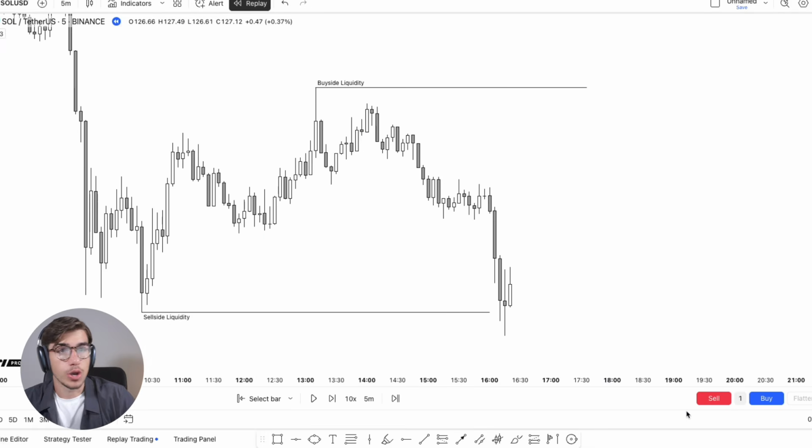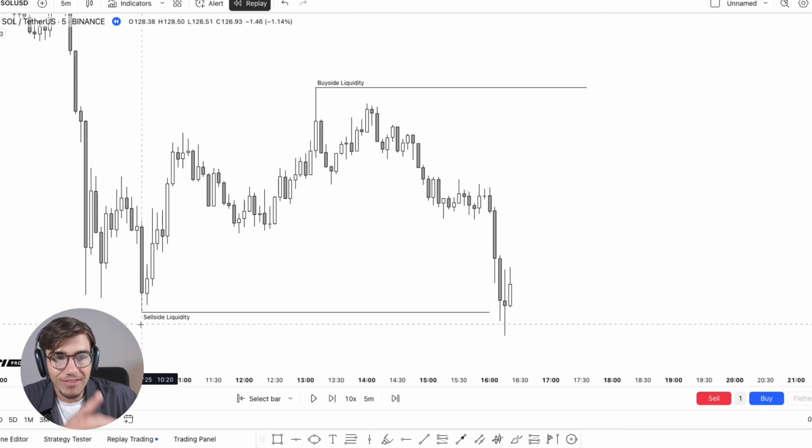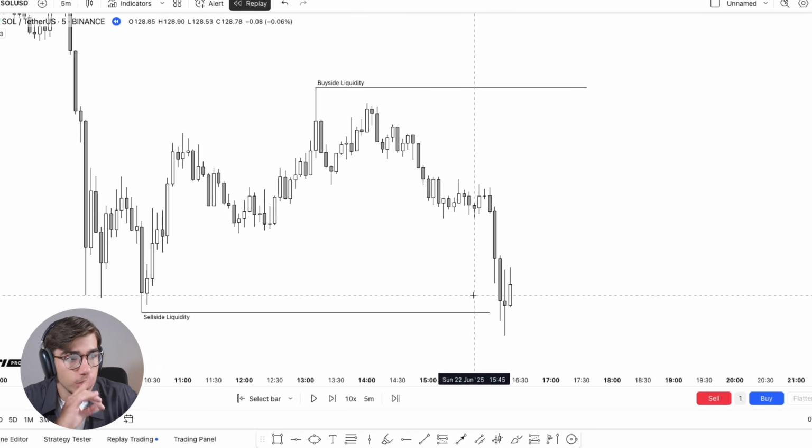So right here we are looking at Solana. It is a 5-minute time frame. Now keep in mind that this is not a time frame sensitive strategy. That means you can use this strategy on any given time frame. So don't worry about any of that. It also works in most markets. I've personally tested it in the crypto market, in the stock market, in the forex market, and in the futures market. Now again, we have an external range liquidity low here, which we have swept.